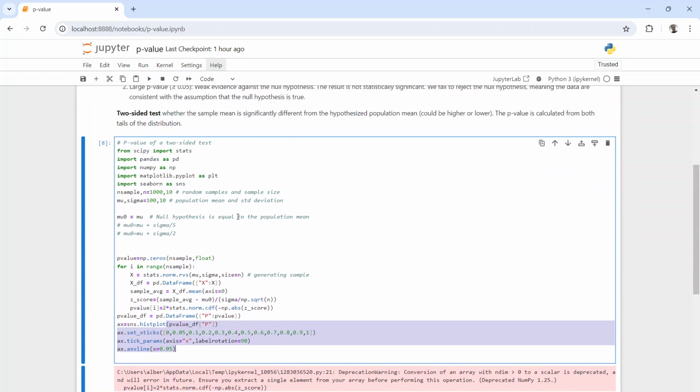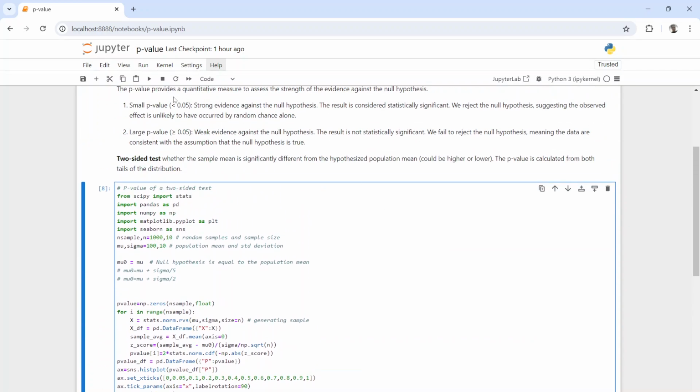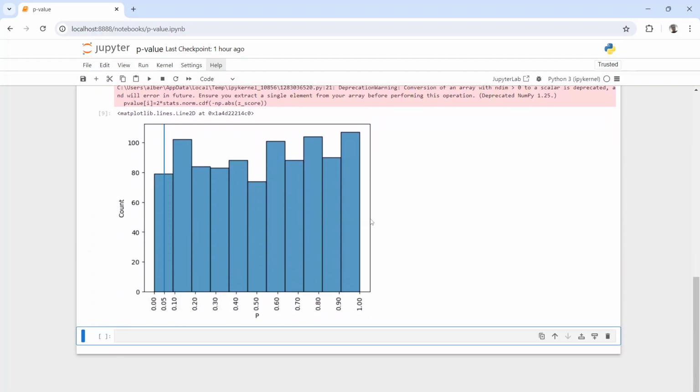So if we run this, let's suppose we take a condition in which the null hypothesis mean is equal to the population mean. Here mu naught is the null hypothesis mean and mu is the population mean. So if we have both values the same and run it, you will get a distribution like this. So basically, this is a standard calculation to test the effect. It tests whether the sample mean is different from the population mean.